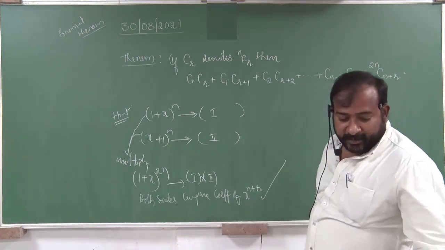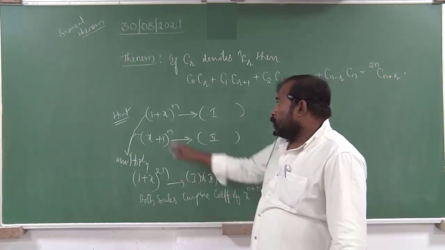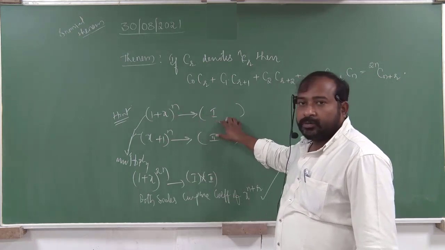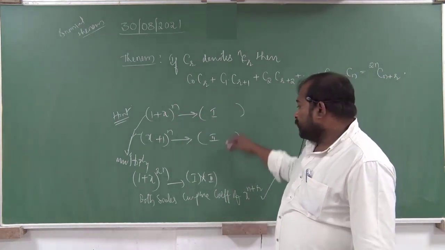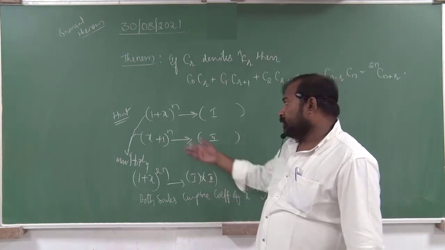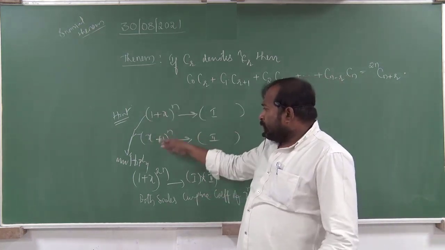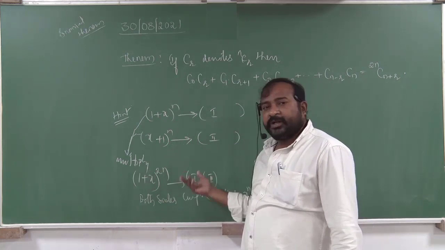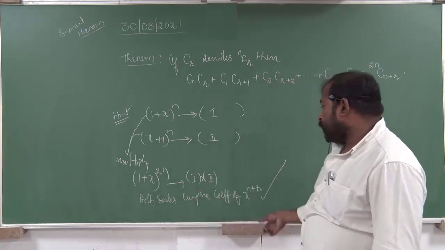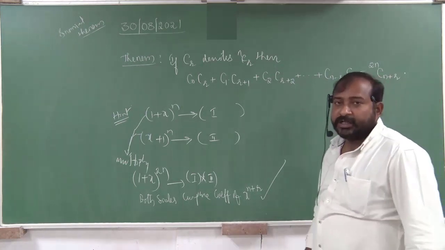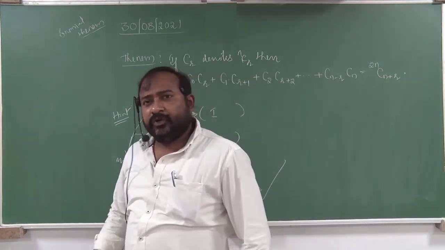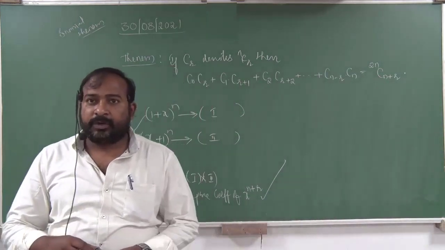Once again, an outline I will give. You can try yourself. 1 plus x whole power n expansion write down. x plus 1 whole power n expansion write down. Multiply these two, first bracket, second bracket. This side if you multiply 1 plus x whole power n, 1 plus x whole power n, you get 1 plus x whole power 2n. Then both sides you can compare coefficients of x power n plus r. Then you will get the result. Okay, try yourself anyway. If you can't get it, again I will explain to you. Okay, thank you.